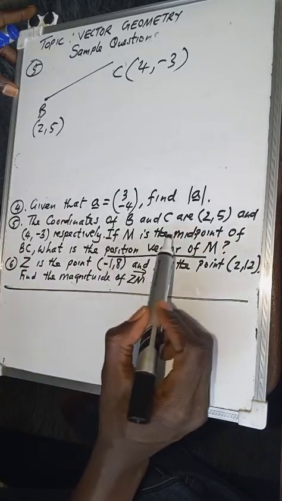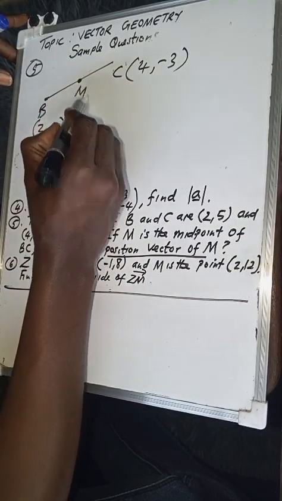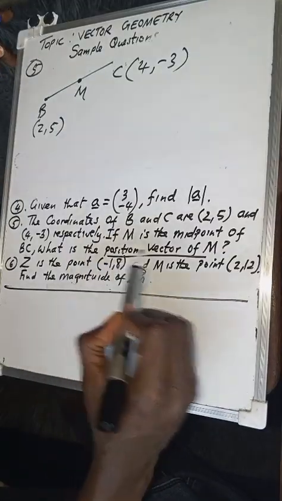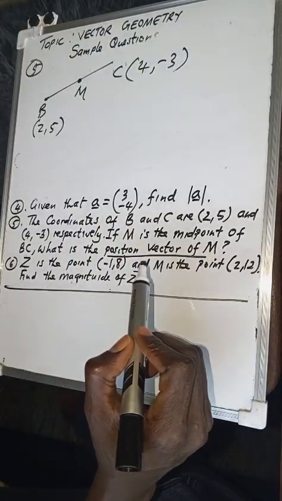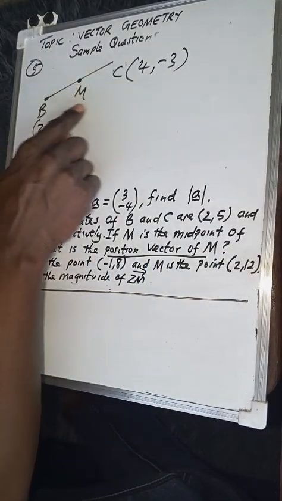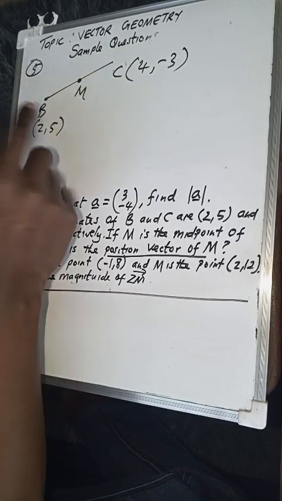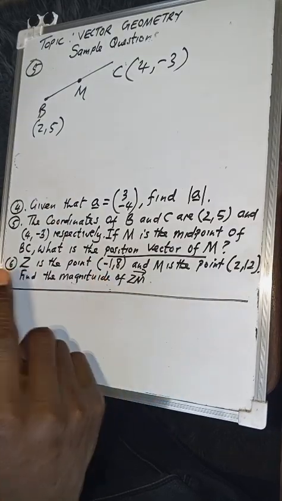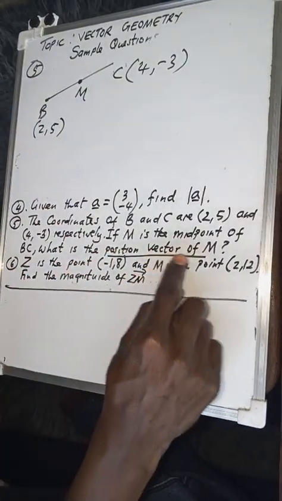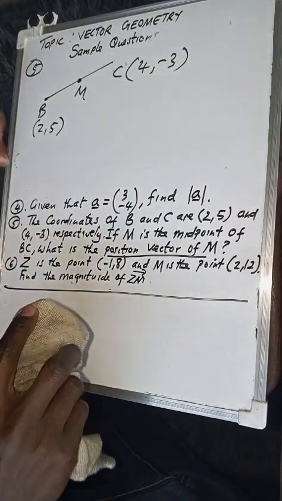Then they are telling you that M is the midpoint, so imagine between B and C you have the point which you are calling M, which is the midpoint. They want you to find the position vector of this point M. So now what do you need to do? Well, first of all, we need to find the coordinates of the midpoint. When we find the coordinates of the midpoint, we are just going to change those coordinates to vector form. That gives us the position of M, like you're starting from OM.